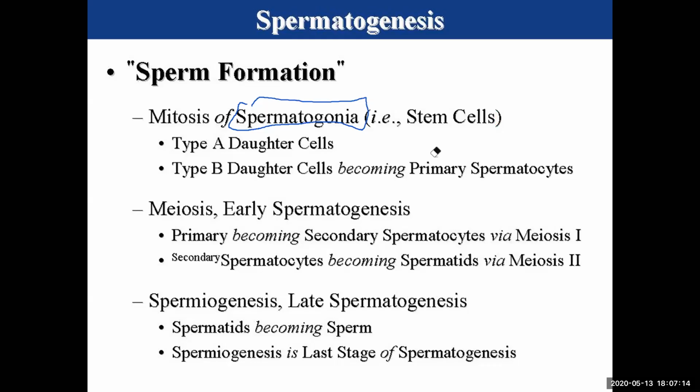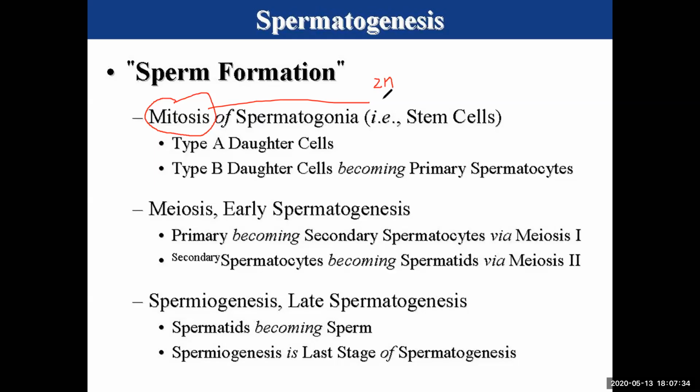So if we begin with spermatogonia, then we have to start with mitosis. Mitosis is a cell division where you start with a diploid parental cell, 2N.